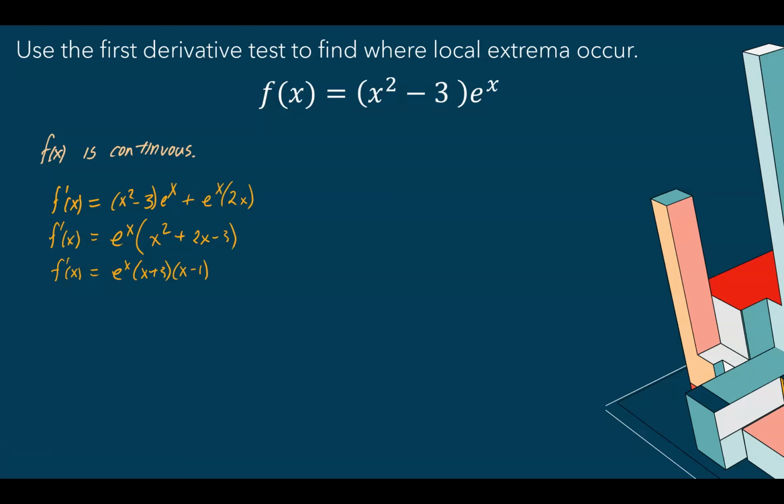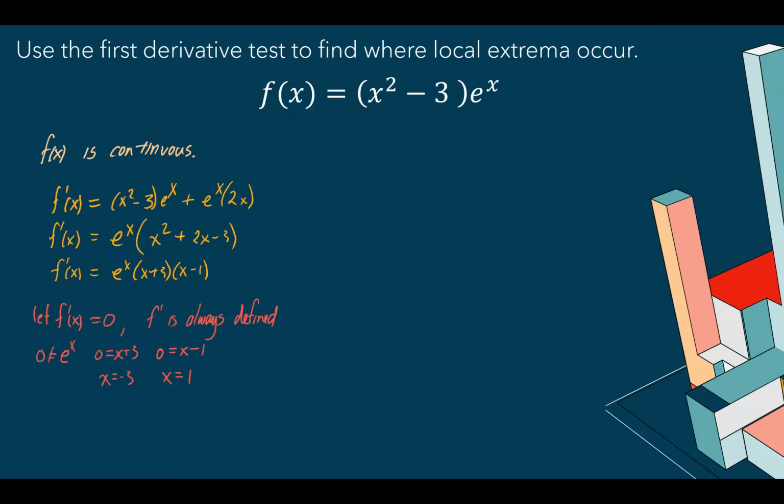As far as derivatives go, you have to use the product rule. First function, x squared minus 3, times the derivative of e to the x, which is e to the x, plus e to the x times the derivative of the first function, and the derivative of x squared minus 3 is 2x. So then we want to factor out the e to the x. Number one, because it makes our life a little bit easier, and then we realize, oh, we do get two factors out of x squared plus 2x minus 3, namely x plus 3 and x minus 1.